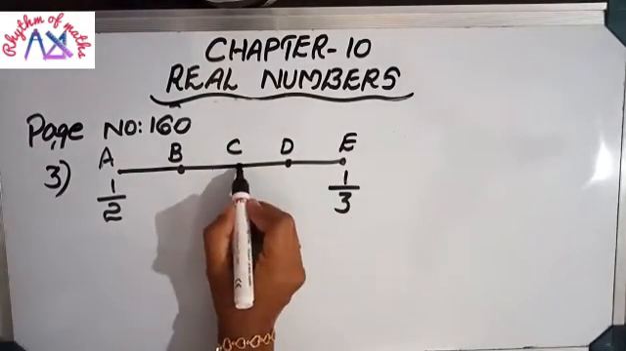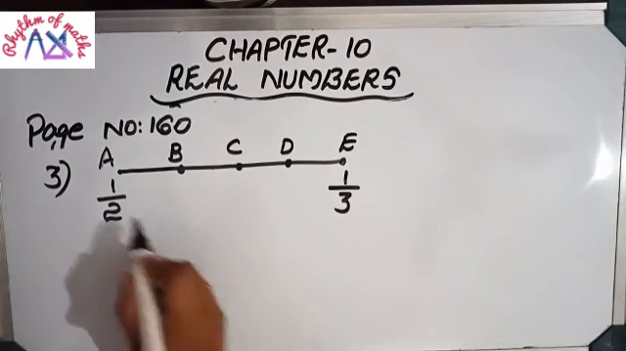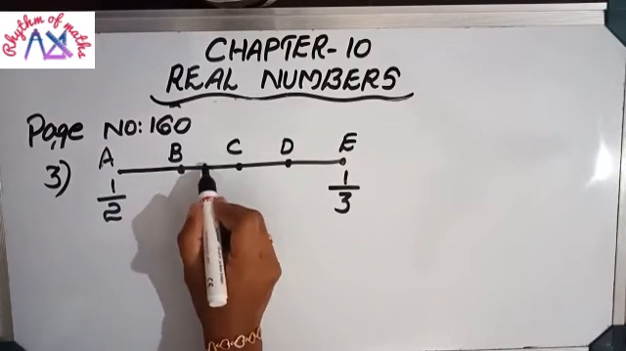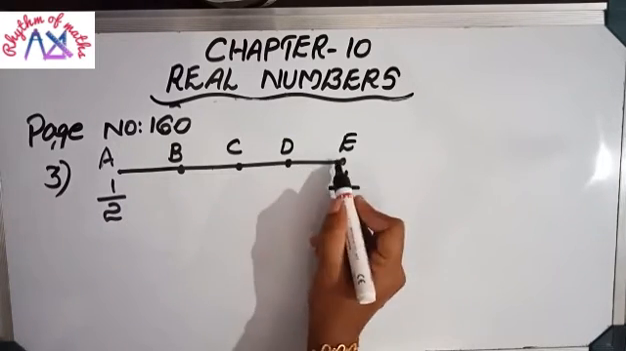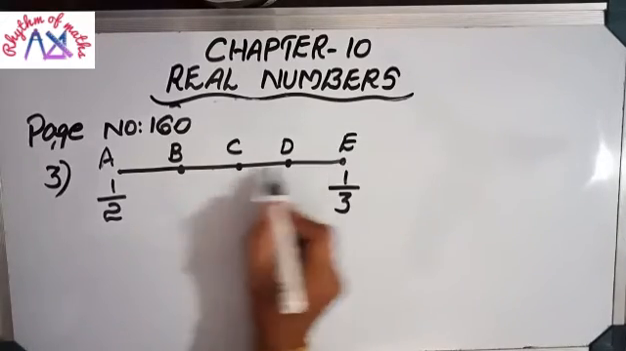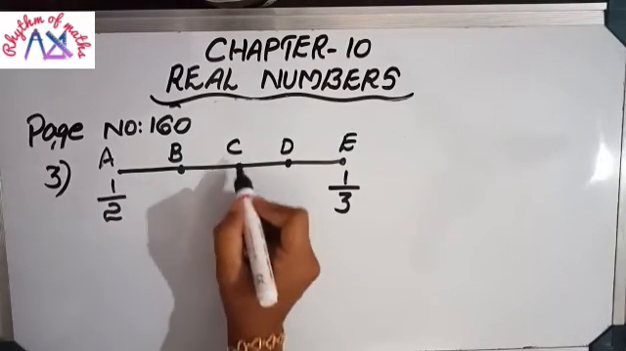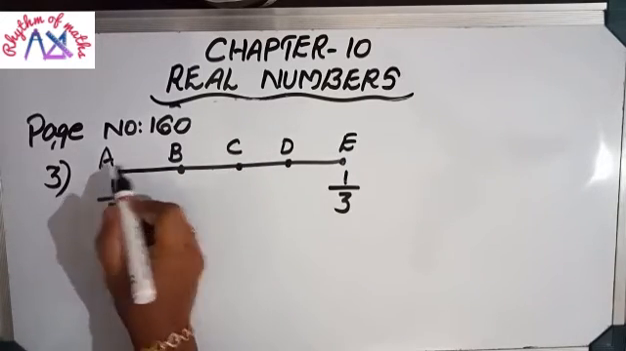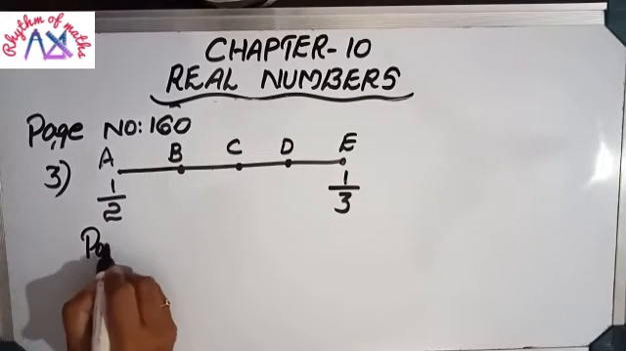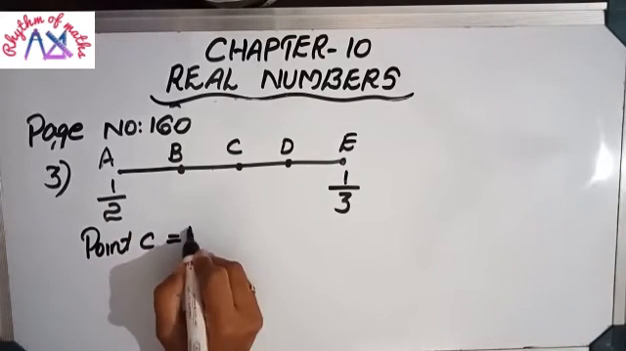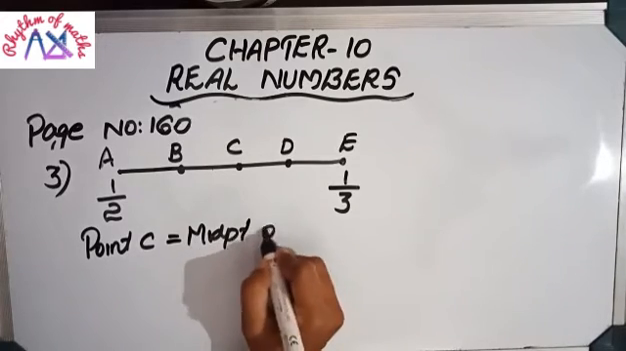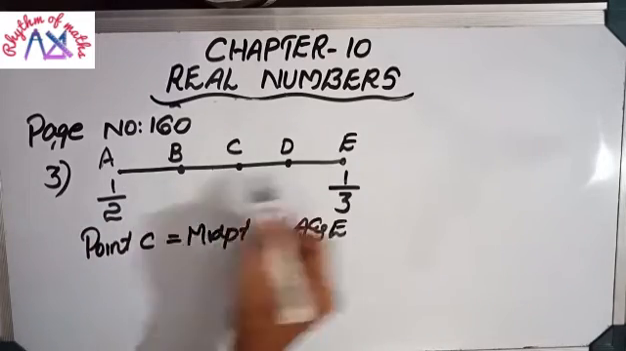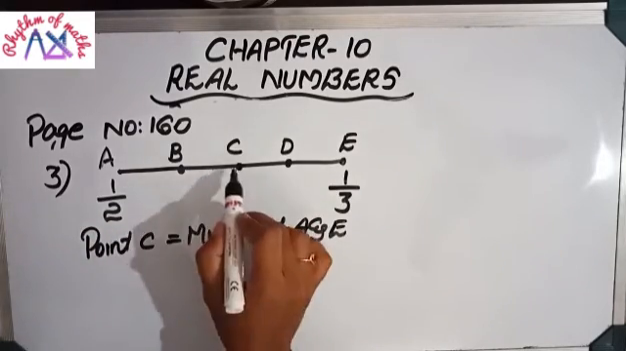Now let's find C first, because the distance A to B and B to C is an equal part. Similarly, C to D and D to E is a similar part. So C to A and C to E are both the same. That means the position of C will be the midpoint of A and E. Point C equals the exact midpoint of A and E, because C to A and C to E distances are the same. That's why C is the midpoint.